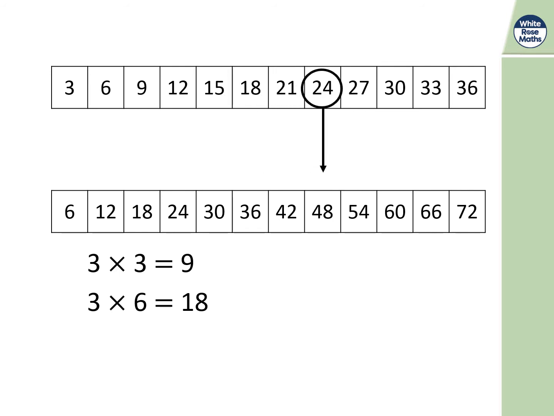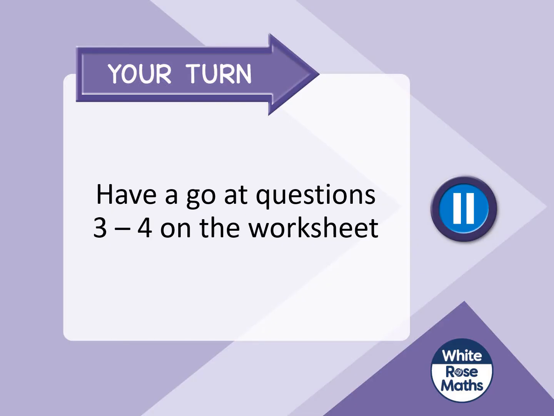What do you notice between the number that is circled? So 8 times 3 is 24. So if 8 times 3 is 24, 8 times 6 is going to be double, which is 48. Have a go at the questions 3 to 4 on the worksheet.